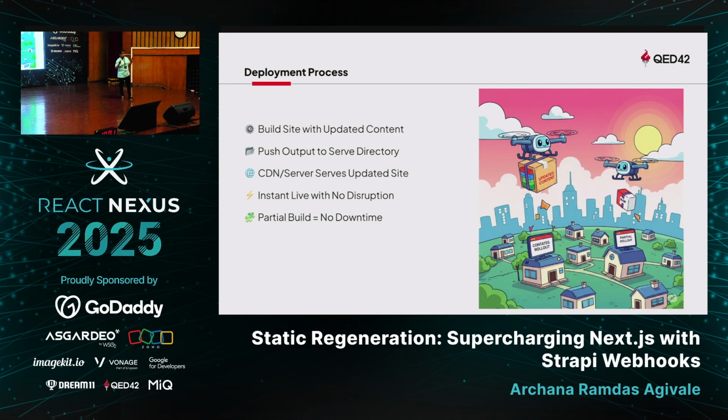is live now. When we do a partial build, if the whole folder is not getting updated and only some routes are getting updated, we just need to copy those routes into the served directory. So I guess with partial as well as full builds, there is no downtime. Also, it's very cost effective.